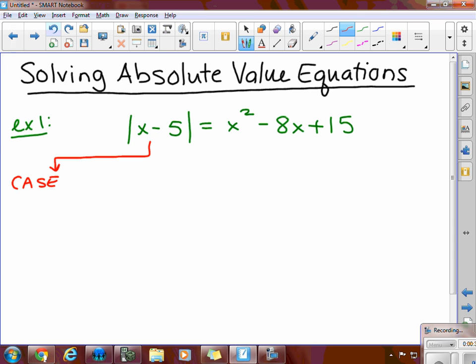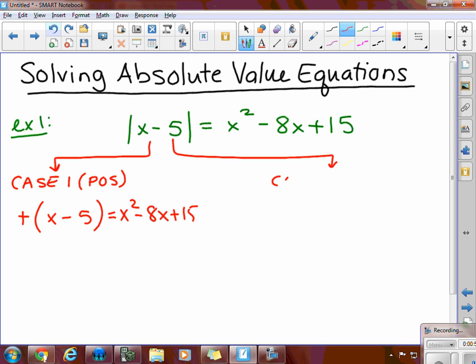We want to consider case 1, where the stuff inside this absolute value symbol is indeed positive. So I'm saying, let's say this x minus 5 is positive, and it's still going to equal x squared minus 8x plus 15. And the second case I want to consider then is where the things inside the absolute value have a negative value. So we're saying x minus 5, we want to consider that to be negative, and then we get negative (x minus 5) equals x squared minus 8x plus 15.